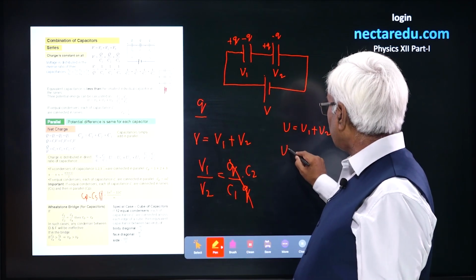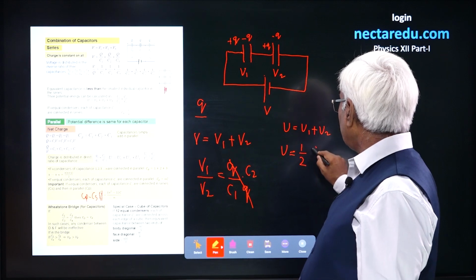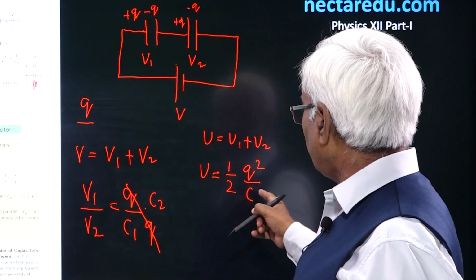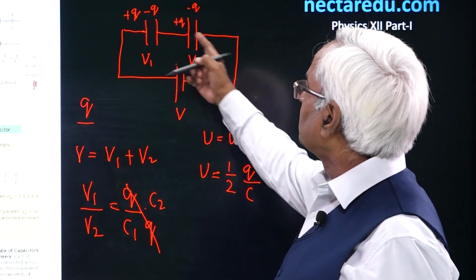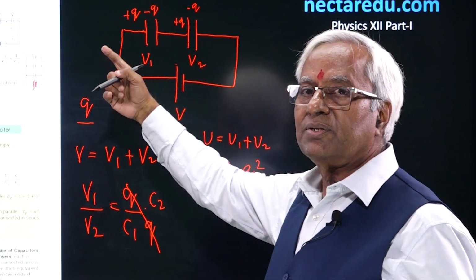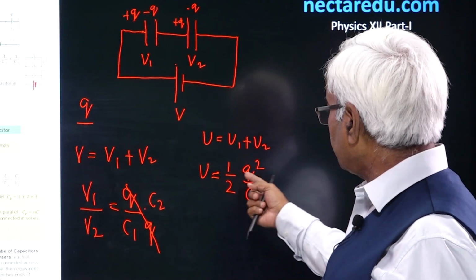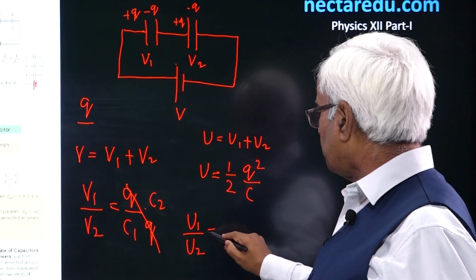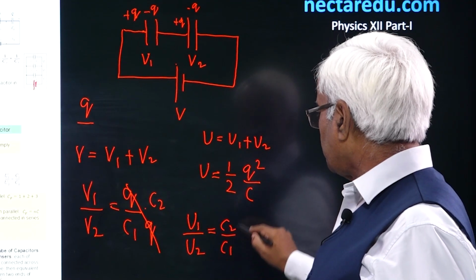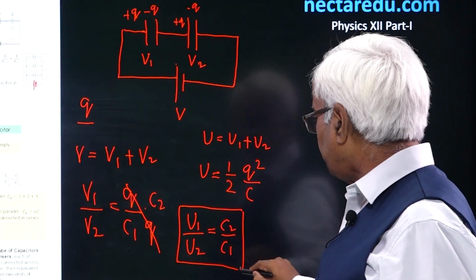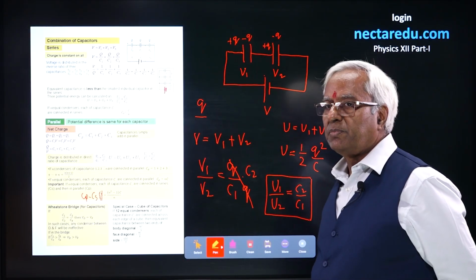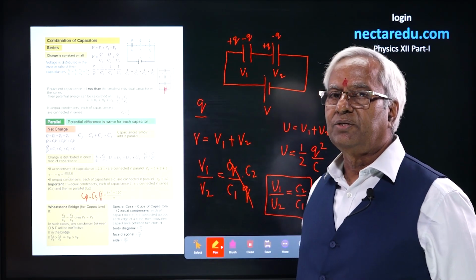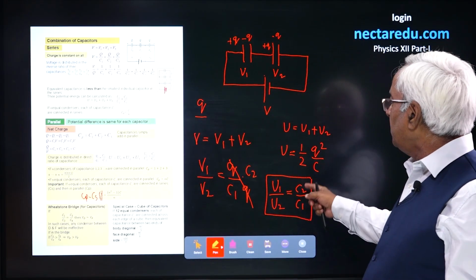And if you use the relation half Q square upon C, why this formula in terms of charge? Because all the condensers are having the same charge. We'll prefer this relation, and in this case U1 upon U2 is equal to C2 upon C1. So you could say that potential difference and potential energy both are divided in the ratio inverse that of the capacity.